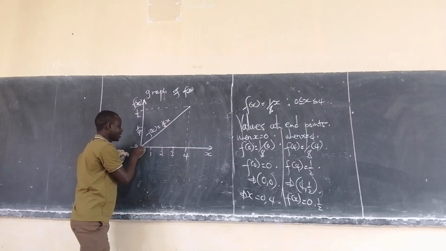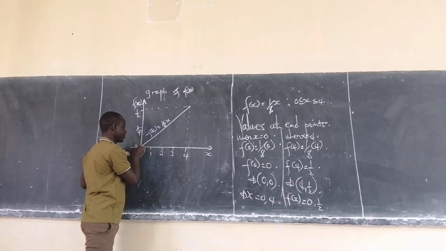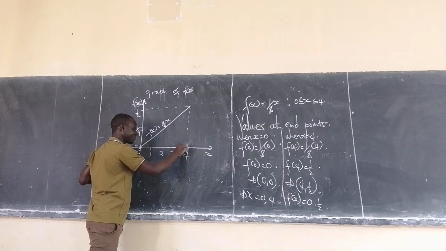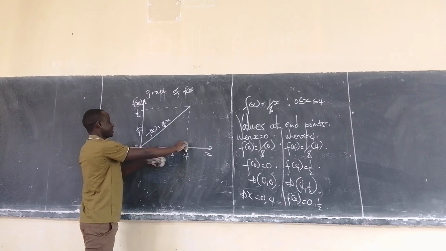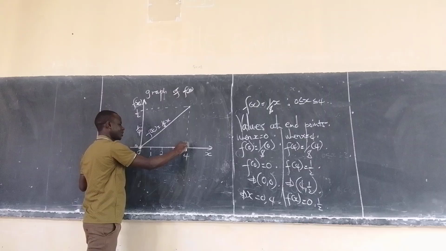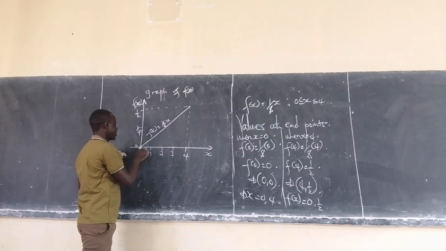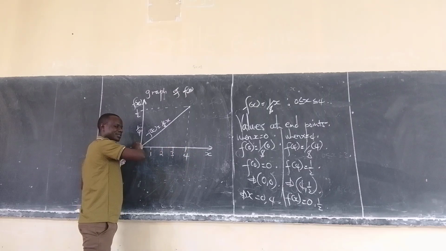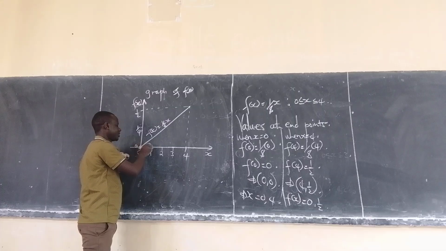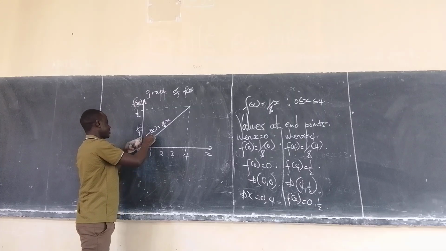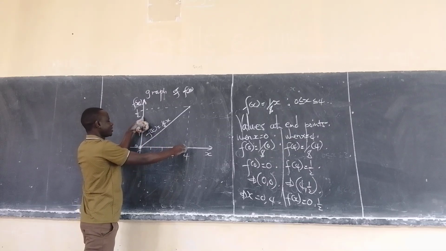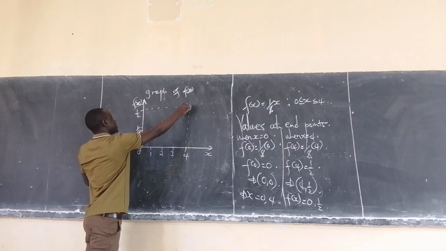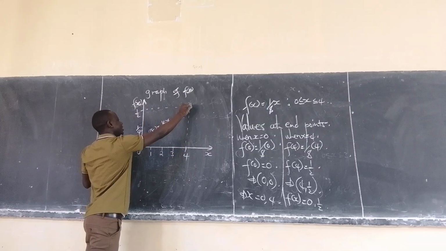Now all these other x values which are between 0 and 4, all less than this extreme value on the right, are going to have f of x values which are less than this one. For example, when x is 0, f of x is 0. When x is 1, f of x will be here. When x is 2, f of x. When x is 3, f of x. And when x is 4, f of x is at its maximum.